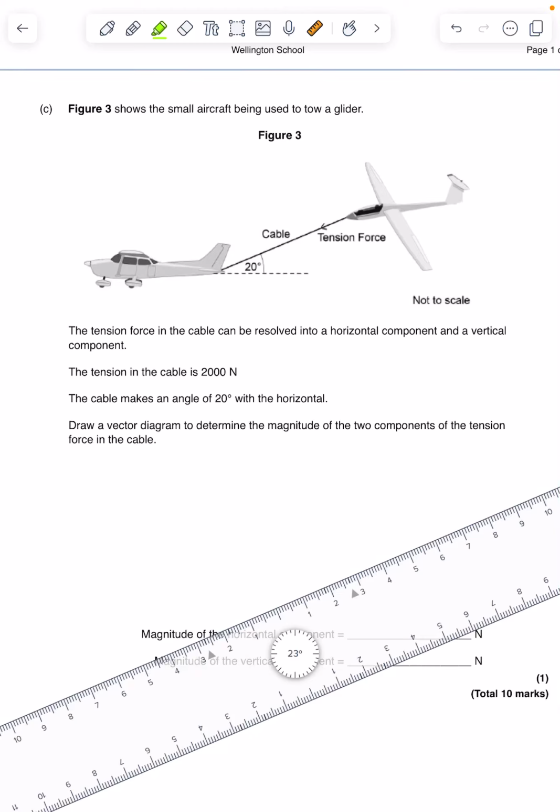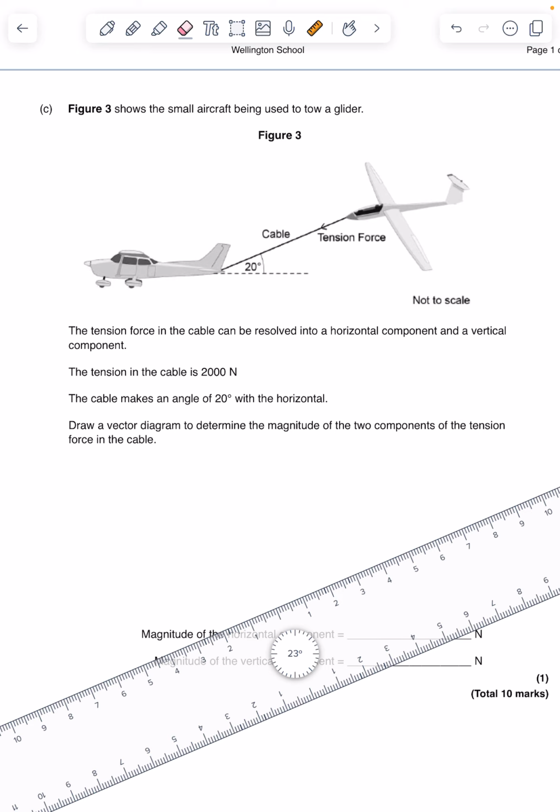This question looks at how to resolve a force, and it's a question that's quite often dreaded by pupils. So let's have a look at the question and break it down. It says here we've got an aeroplane and we've got a glider. The tension force in the cable can be resolved into a horizontal component and a vertical component.